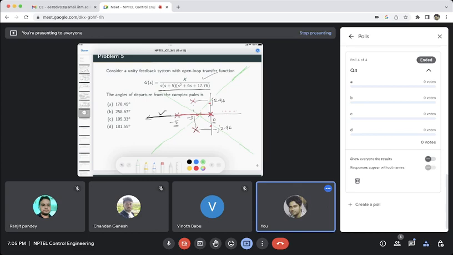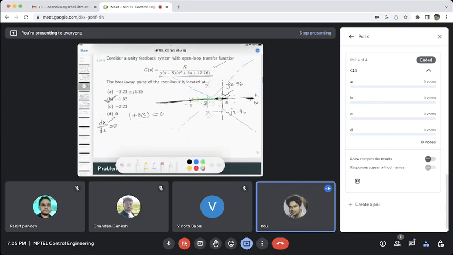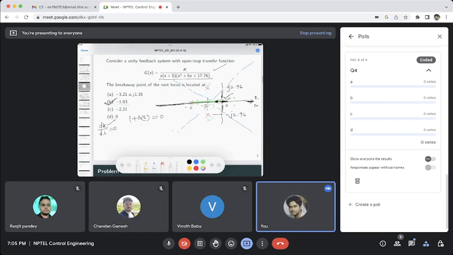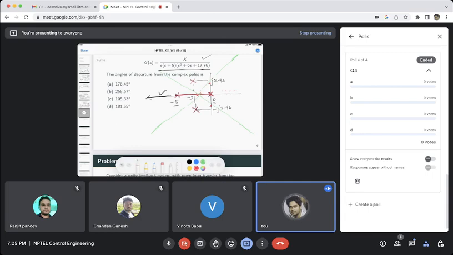Okay, and we also have calculated the breakaway point for this, which is minus 1.83. So this is some point, 1.83. Some point will be there like this, where it will break.